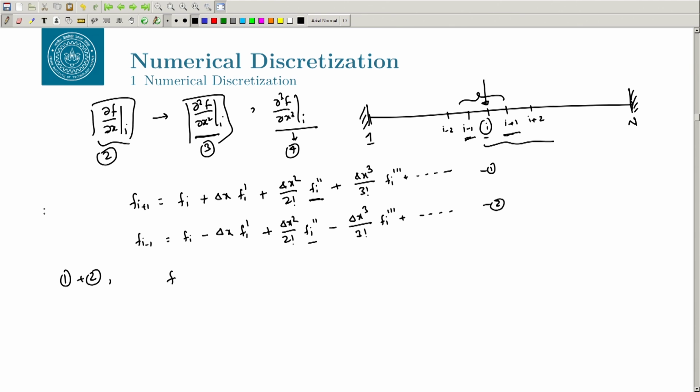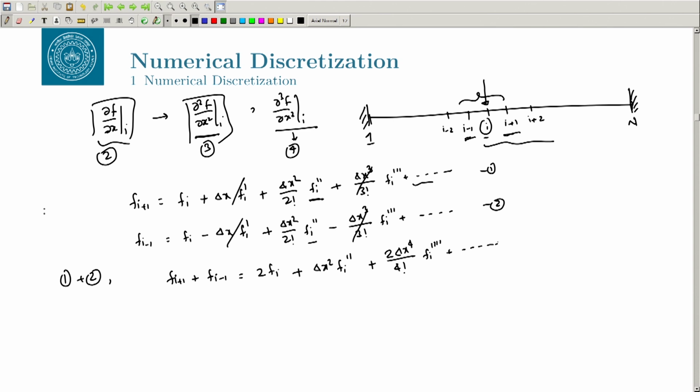If you do that, this will become f i plus 1 plus f i minus 1 equal to 2 f i, this would cancel out, and this will also cancel out. So, that will become delta x square f i double prime, and then this would cancel out, and there will be a fourth term also. Let me write that also, there will be one term here. That will become 2 into delta x to the power 4 by factorial 4 f i prime, and so on.